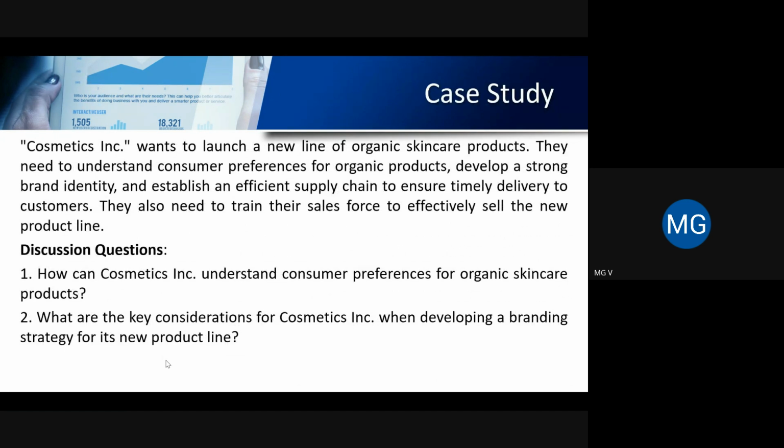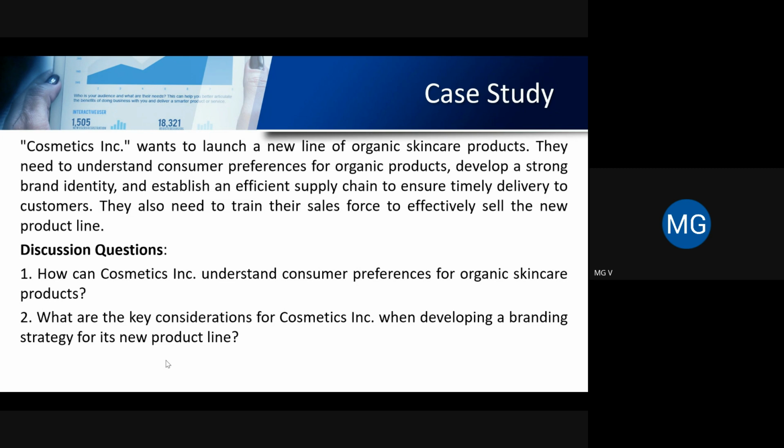Cosmetics Incorporation wants to launch a new line of organic skincare products. They need to understand consumer preferences for organic products, develop a strong brand identity, and establish an efficient supply chain to ensure timely delivery to customers. They also need to train their sales force to effectively sell the new product line. So, how can Cosmetics Incorporation understand consumer preferences for organic skincare products?